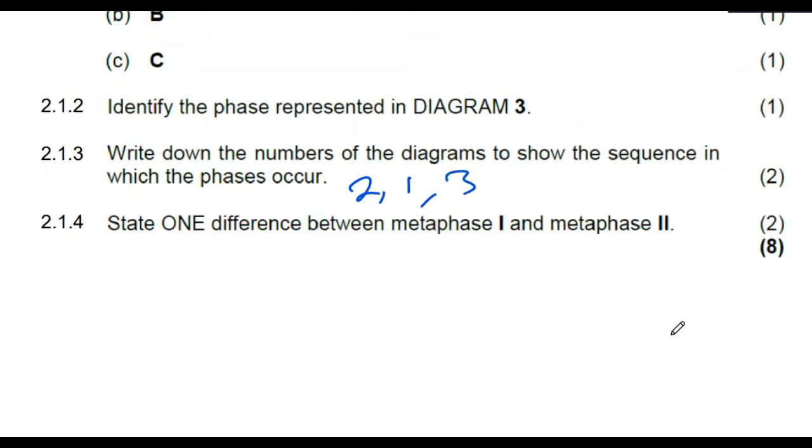Then one difference between metaphase 1 and metaphase 2. In metaphase 1, the chromosomes are aligned along the equator in homologous pairs, while in metaphase 2, individual chromosomes align singly along the equator. So that is the major difference.